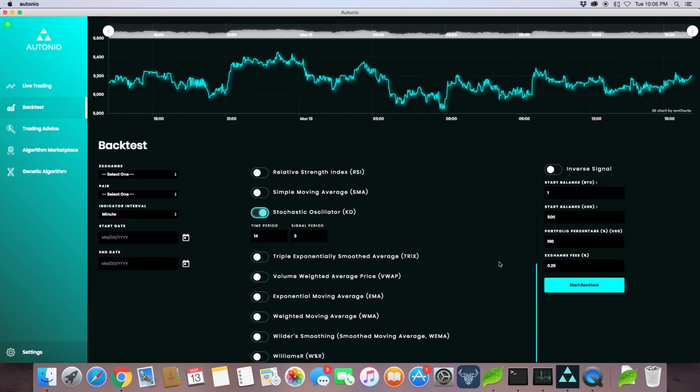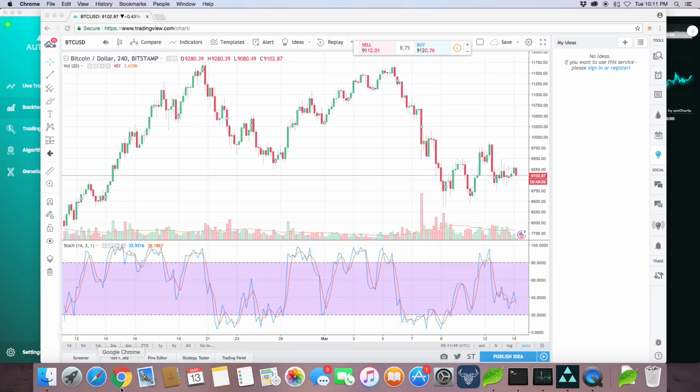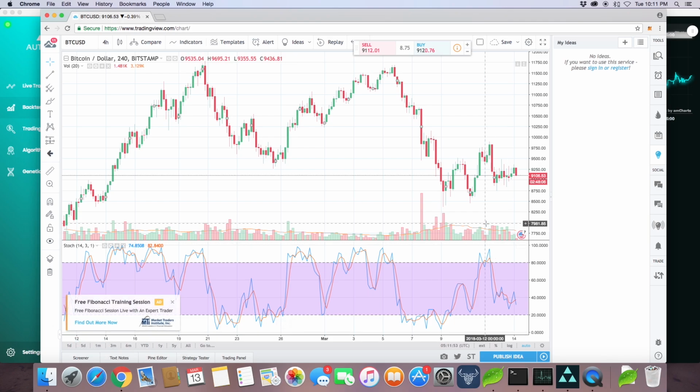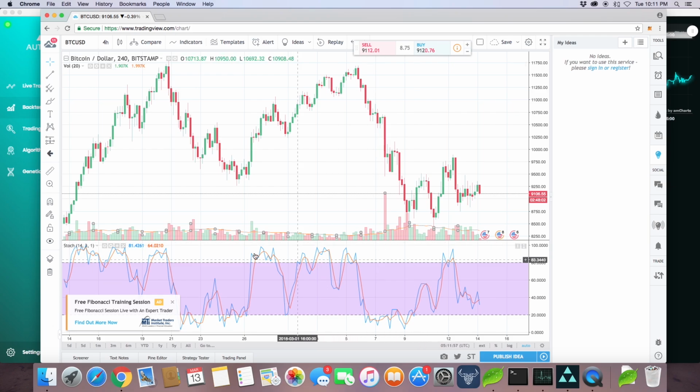And next up we have the Stochastic Oscillator, also abbreviated as KD. The Stochastic Oscillator compares the closing price of a token to the range of its prices over a certain time period. So it's pretty easy to use, and it's a pretty accurate indicator for buys and sells. You have two lines here. The faster line, meaning the one that's in front, is the K line, and the one that's trailing a little bit behind is the D line.